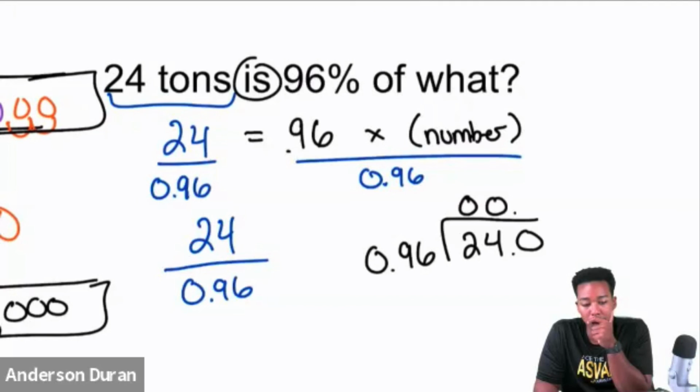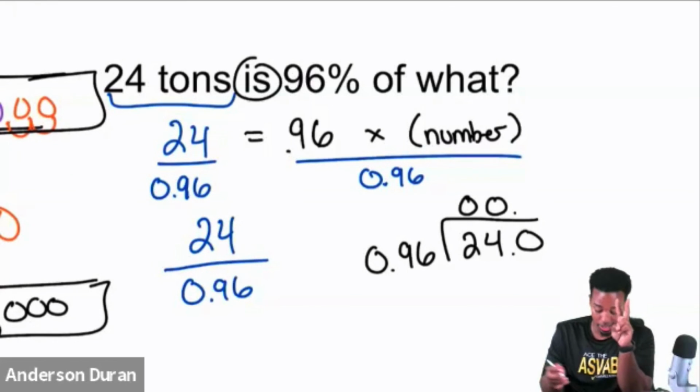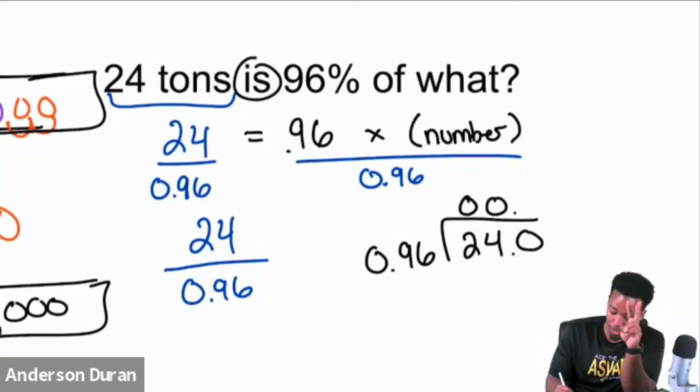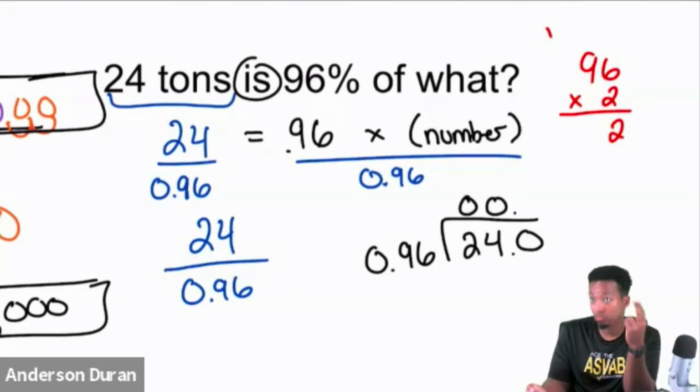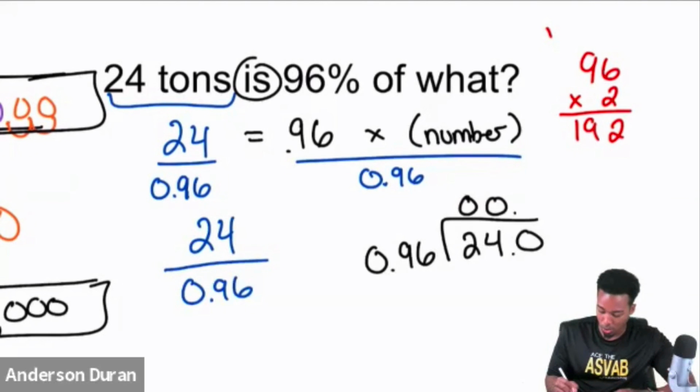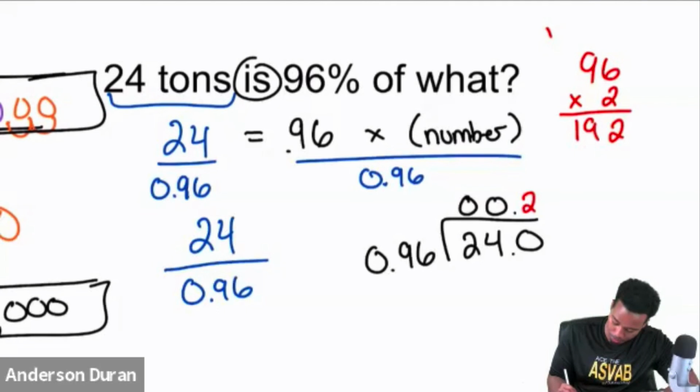How many times is 96 going into 240, excuse me, 240? Twice, exactly. Because we can do some math real quick here. 96 multiplied by 2, 6 times 2 is going to give us 12. And then 9 times 2, 18. 18 plus 1 is 19. So we have 192 right there. And so boom, that'll be 2 times.